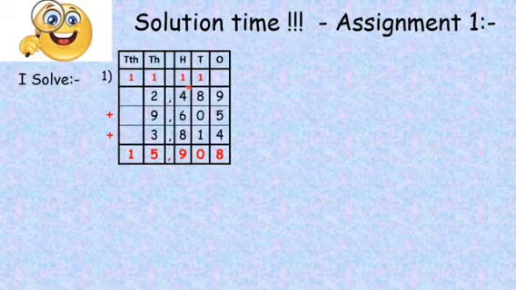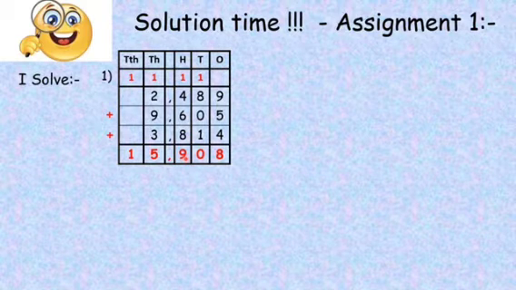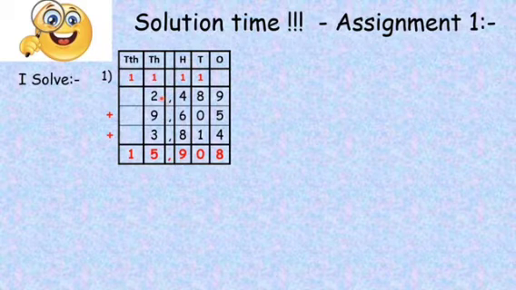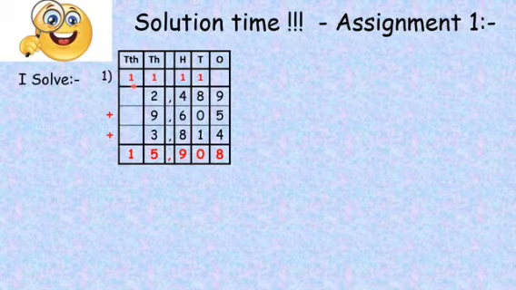Here we add that column again. 1 plus 4 is 5, 5 plus 6 is 11, 11 plus 8 is 19, 9 at the bottom and 1 gets carried. So here 1 plus 9 is 10, 10 plus 2 is 12, plus 3 is 15, 5 and 1 gets carried over to 10,000s place.